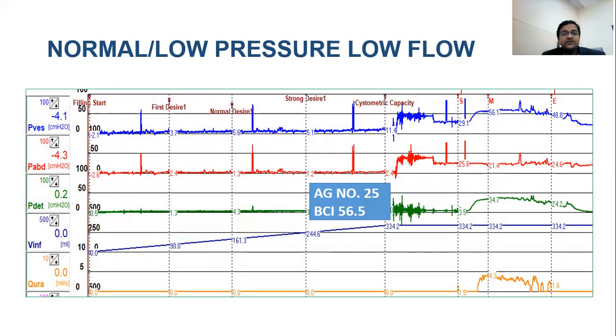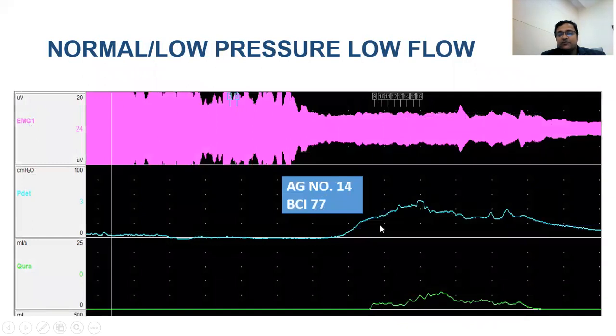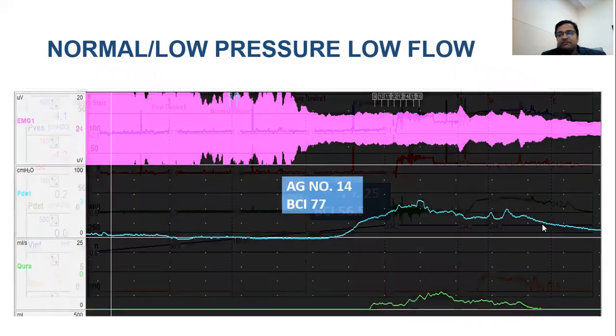Now, this is a second situation in which, again, the P detrusor is low only during filling, so good compliance, no overactivity, and the patient has voided with low pressure, low flow. But now you see the difference. The difference is in the detrusor pattern during voiding. You see it's more of a plateau pattern compared to the previous one. It is more of a flattened bell shape pattern.